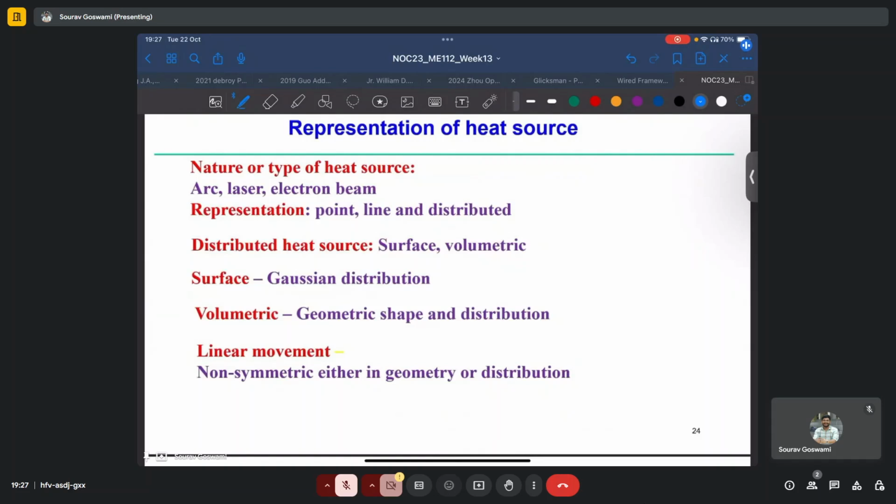The type of distribution can be over a surface or over a volume. If it is a surface distribution source, typically we take a Gaussian distribution. If it is a volumetric source, some typical ones are Gaussian-like, cylindrical Gaussian, or Goldak double ellipsoidal sources. And the linear movement can be non-symmetric either in geometry or distribution or both.